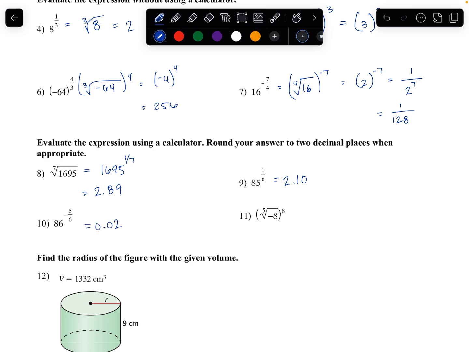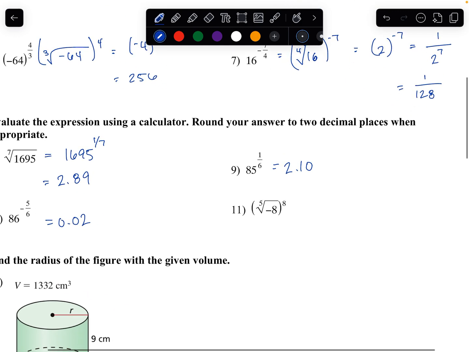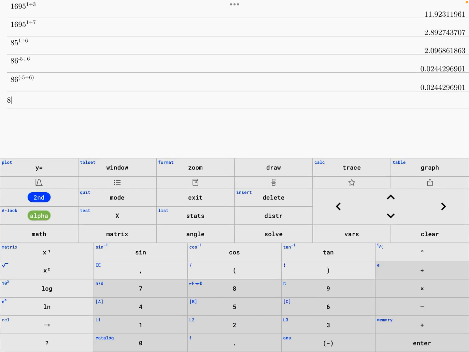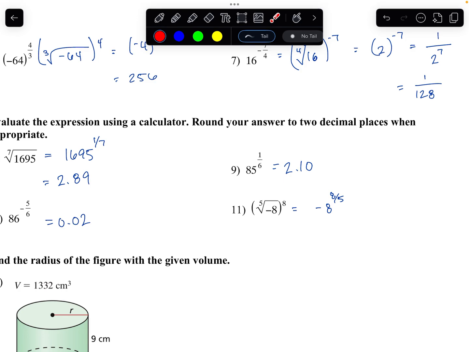And this next one right here, I'm going to rewrite. So it's going to be negative 8 raised to the 8/5, because it's a 5th root, which would turn that to 8/5, because we already have an 8 power. So 8 power, 5th root. Okay, so negative 8 raised to the 8 divided by 5, negative 27.86. Okay.